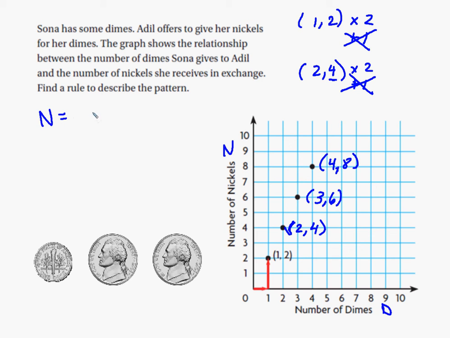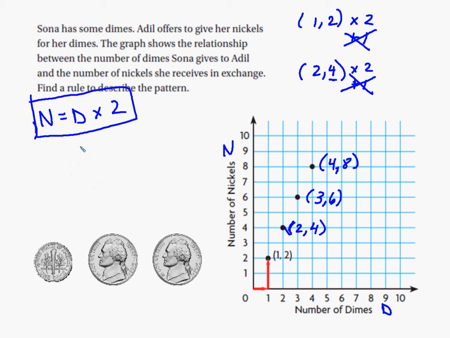something times 2, because times 2 is my pattern. So what am I multiplying times 2 to get the number of nickels? Well, it's the number of dimes. So nickels equals dimes times 2. This is my rule. This is my equation. This is what you'll be looking for in the homework.